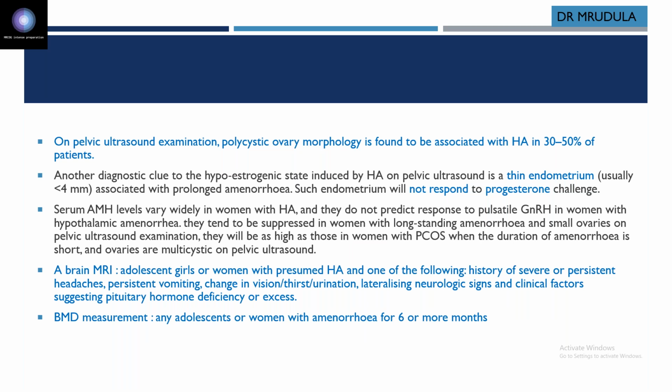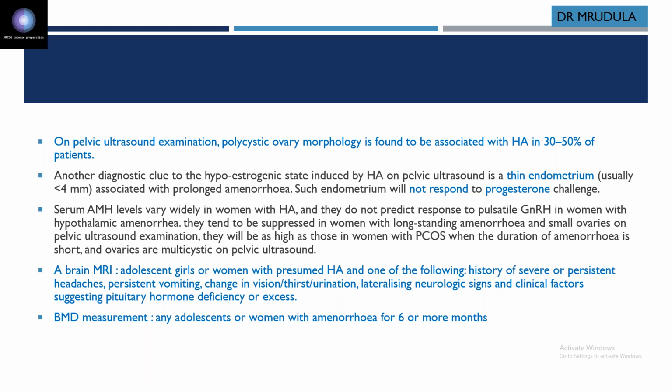Another clue is the hypoestrogenic state. If you find PCO or multicystic ovary features, how do you differentiate between PCO and hypothalamic amenorrhea? By the endometrial assessment also. There will be a thin endometrium because of hypoestrogenism, and this endometrium will not respond to progesterone challenge. Women with secondary amenorrhea due to this are not going to regain menses with progesterone.